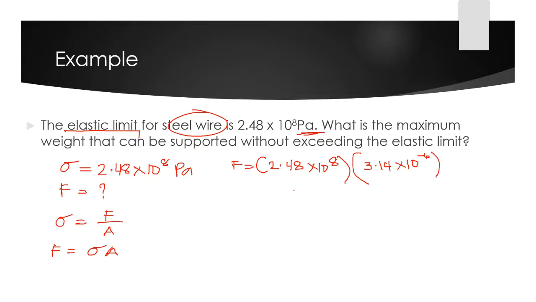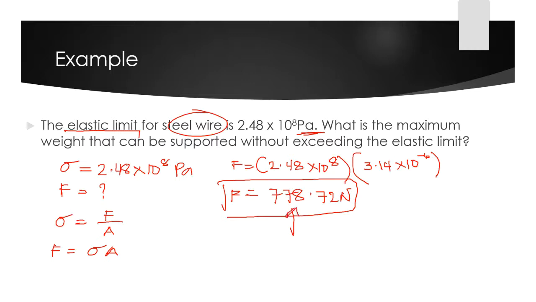So this is then equivalent to 778.72 Newton. This is the force or the weight that can be supported without exceeding the elastic limit. Therefore, beyond the force of 778.72 Newton, the wire would already break.